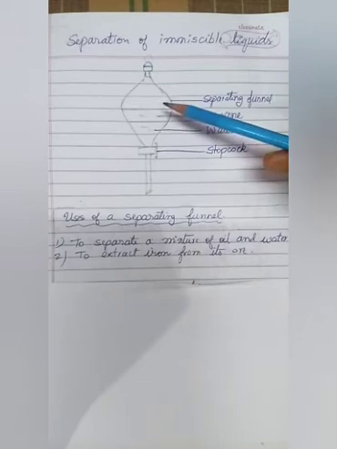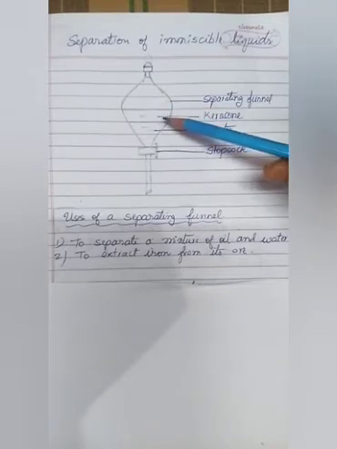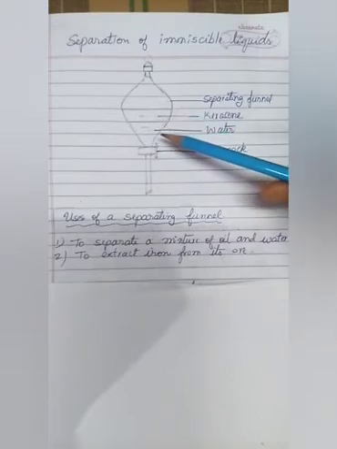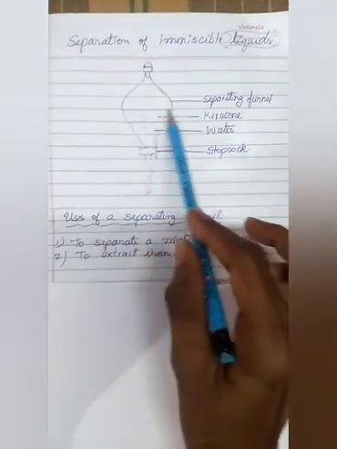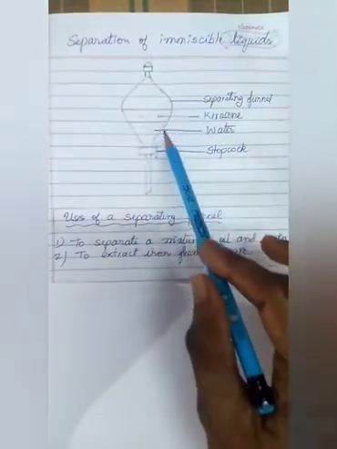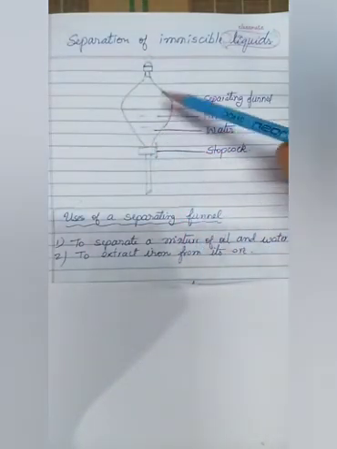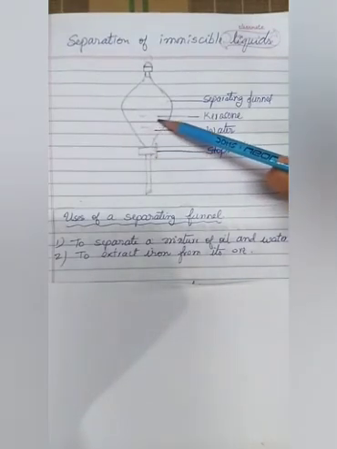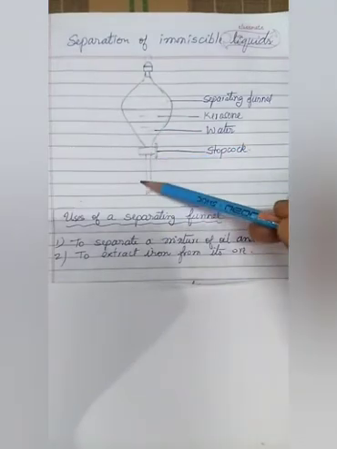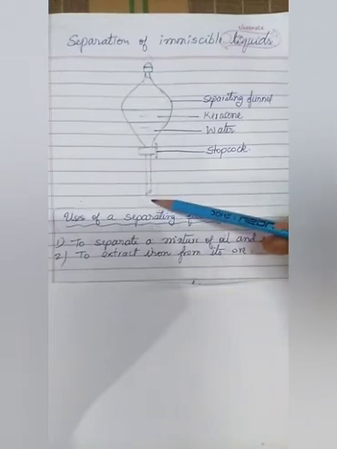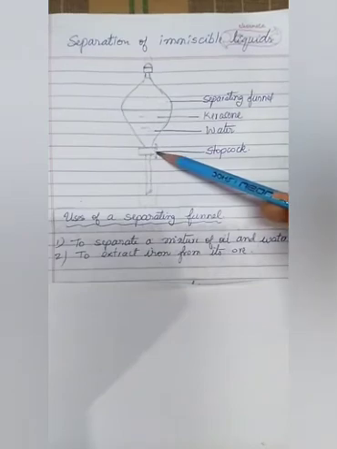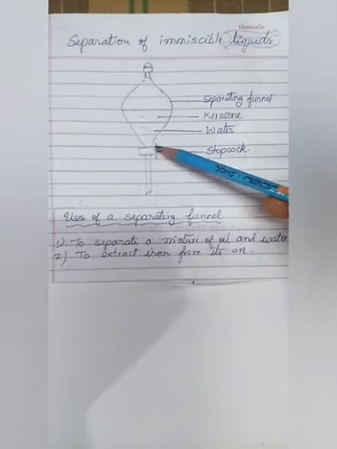The procedure is: pour the mixture of kerosene oil and water in a separating funnel. Let it stand undisturbed for some time so that separate layers of oil and water are formed. Open the stopcock of the separating funnel and pour out the lower layer of water carefully. Close the stopcock of the separating funnel as the oil reaches the stopcock.